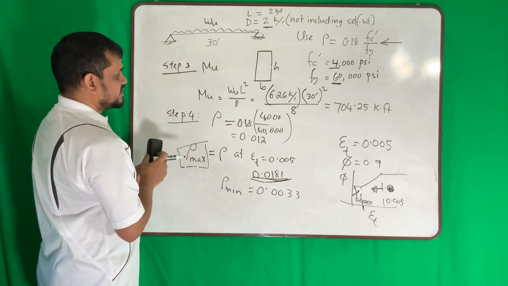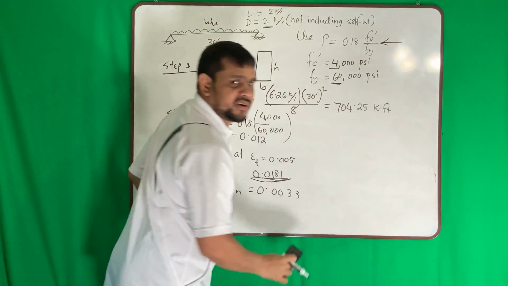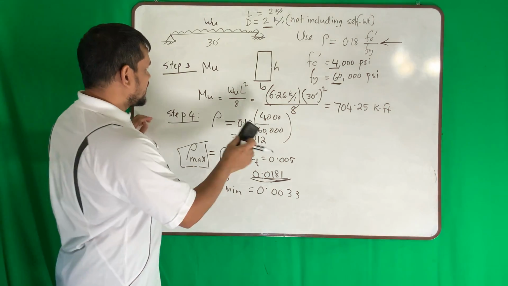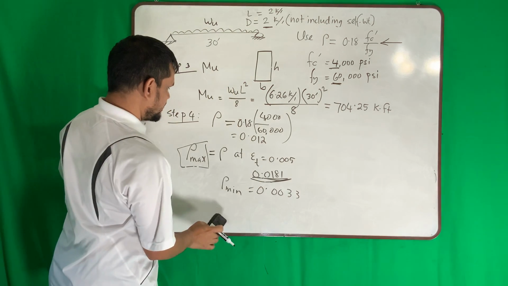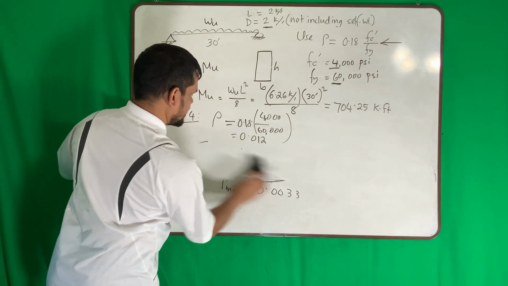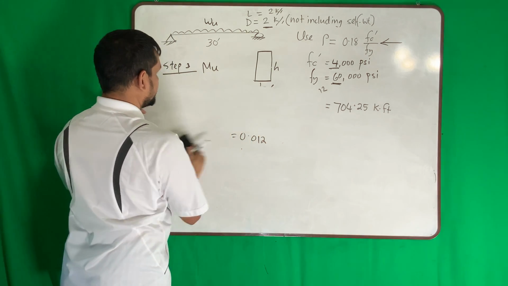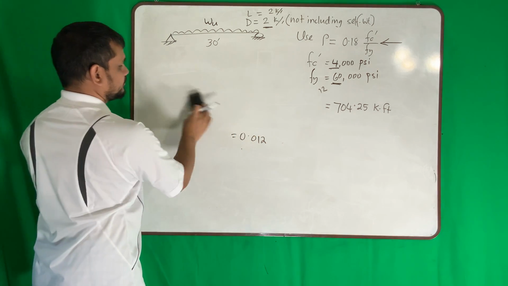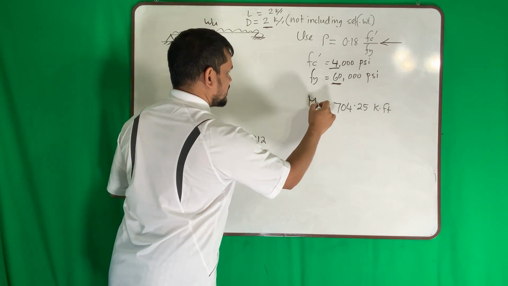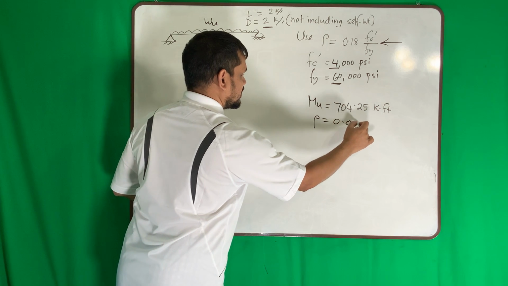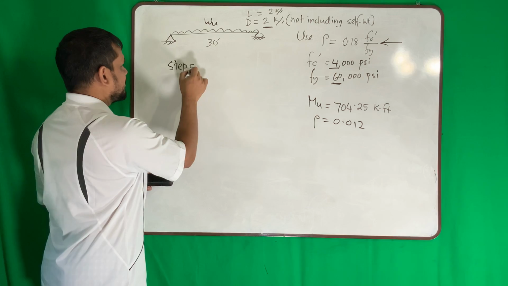So now our next step is the most important step. Actually, every step is important, but yes, that is something critical. Okay, I need this value. So this is my moment. This is my rho. Okay, next step is step number 5.